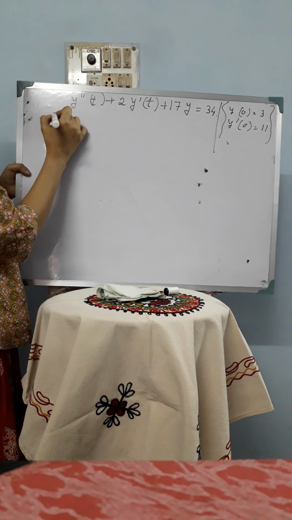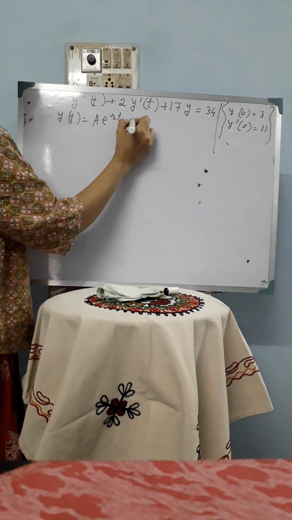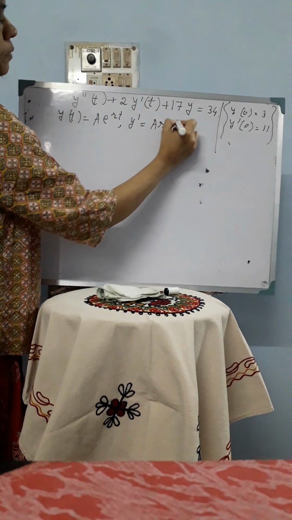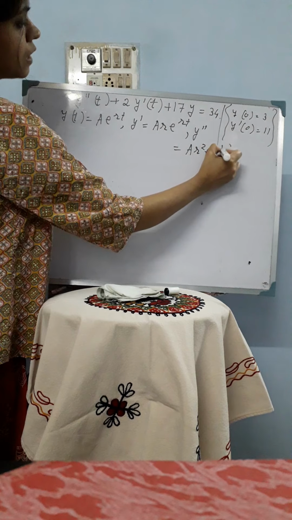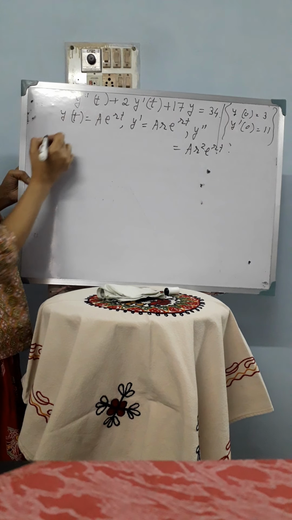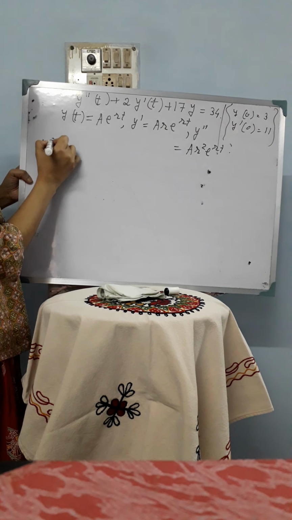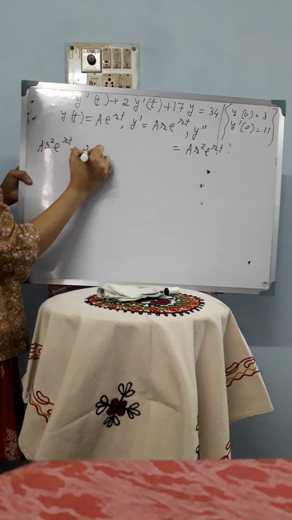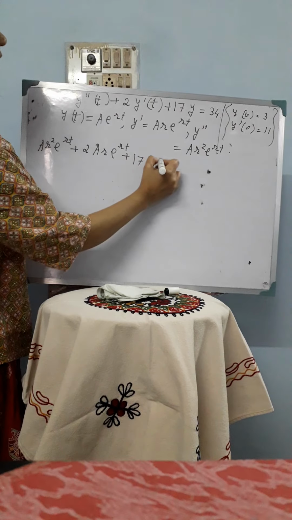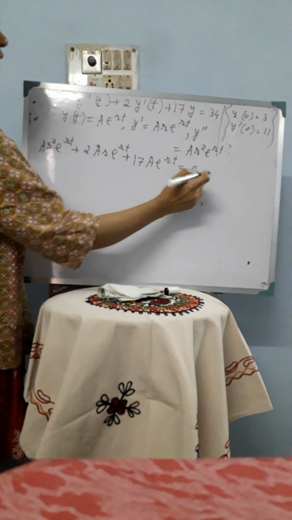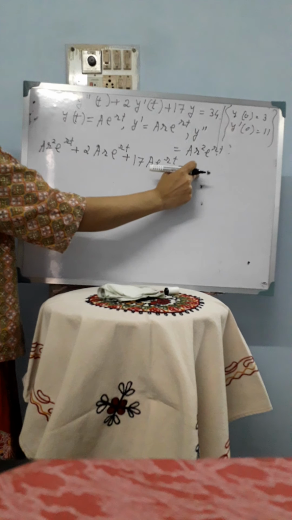So we have to solve this problem. For getting yc, we have to consider y(t) is equal to a e to the power rt, then y dash is equal to a r e to the power rt, y double dash is equal to a r square e to the power rt. Then considering the homogeneous equation, we can write a r square e to the power rt plus 2 a r e to the power rt plus 17 a e to the power rt is equal to 0. So we are considering the homogeneous second order differential equation, so we have to put 0 here.